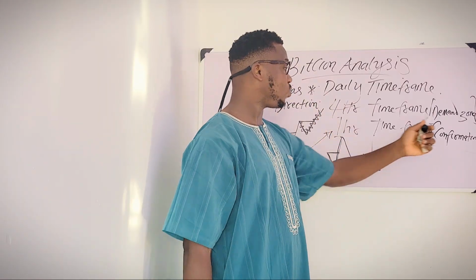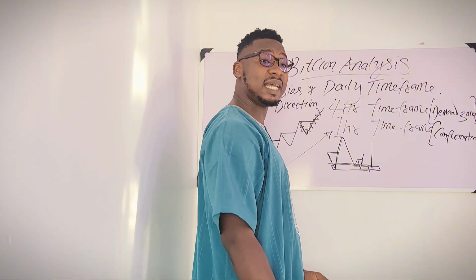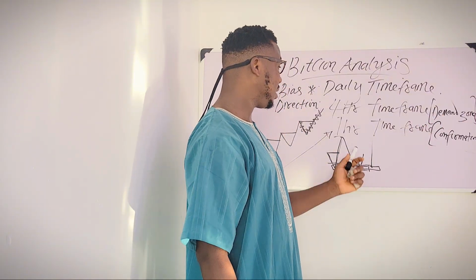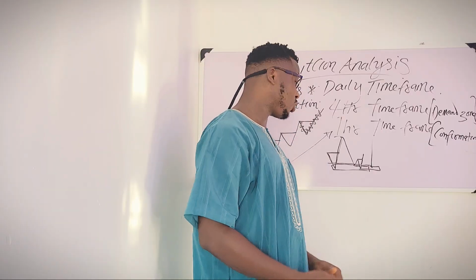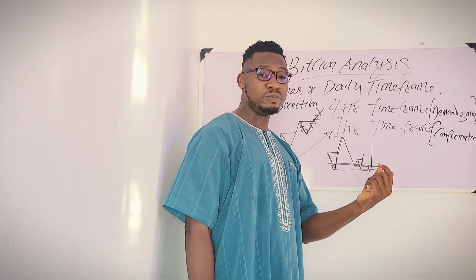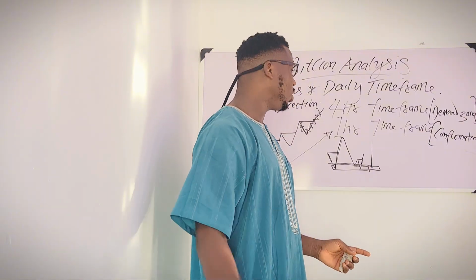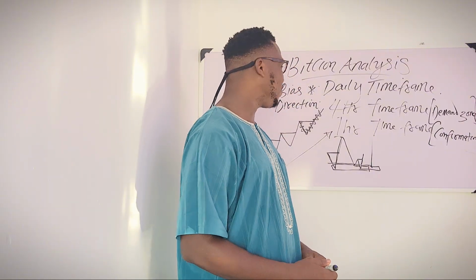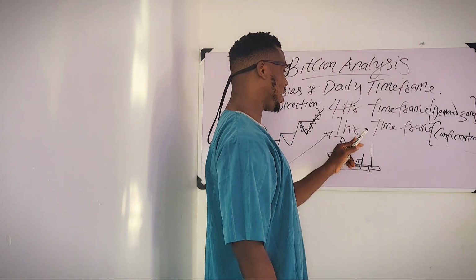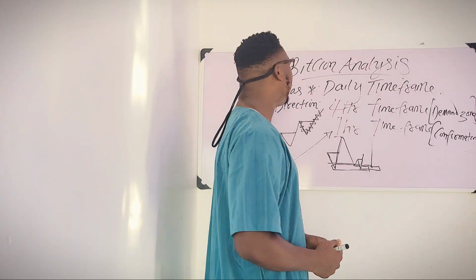In the 4 hour, we look at demand zones that are unmitigated. These zones should be unmitigated and must have a fair value gap. Then in the 1 hour time frame, you look at confirmation. When price comes to that zone, you want to see liquidity sweep, change of character, inducement, fair value gap, and then you take your trade. So that is it, as simple as that. These 3 time frames are very, very important, and this is the execution time frame. So that is it about the Bitcoin analysis broken down.